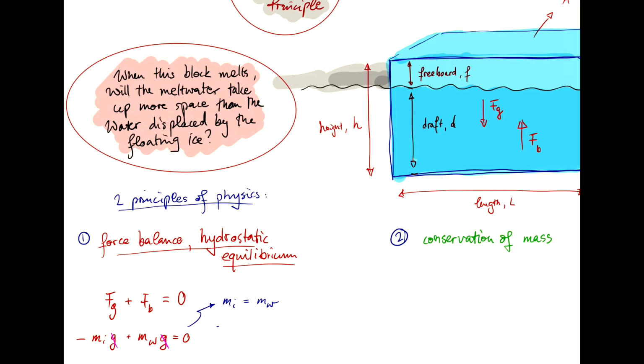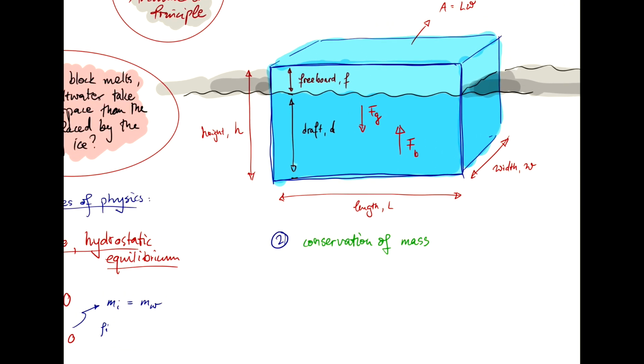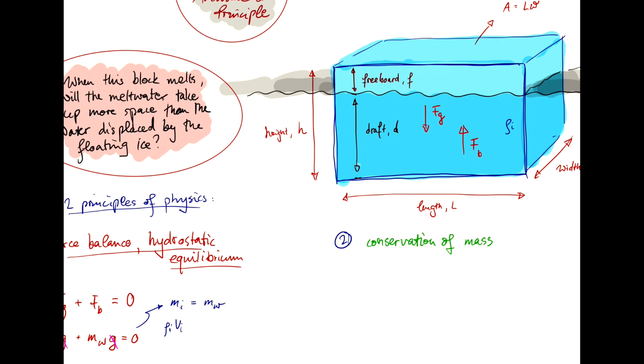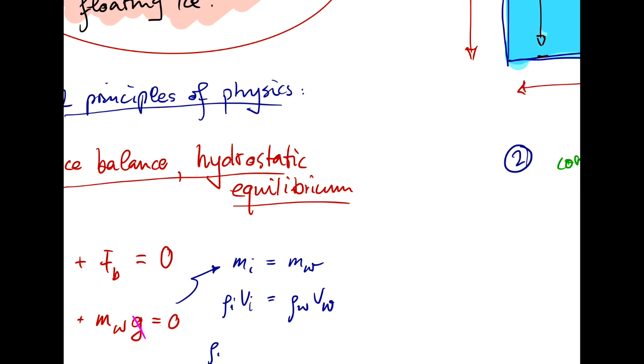Now, mass of ice is the density of ice, rho I, and rho W is the density of water. Rho I times the volume of the ice has to be the same as rho W times the volume of the water. But the volume of the ice is just H times L times W, and that has to be the same as rho W times the volume of the water, which is D times L times W. So we can cancel LW, and you're left with draft D is H times rho I over rho W.